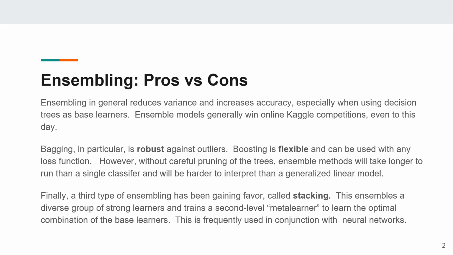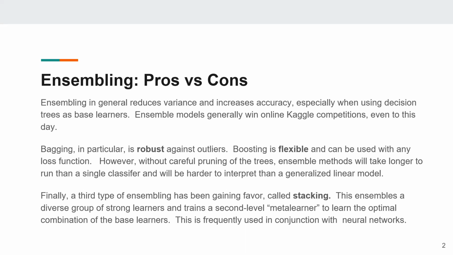Bagging in particular is robust against outliers. Boosting is flexible and can be used with any loss function. So you should pay attention to the difference between those two so that when you actually use those methodologies, you know which one could potentially do better on the specific data sets that you have. However, without careful pruning of the trees, ensemble methods will take longer to run than a single classifier and will be harder to interpret than a generalized linear model. Just because you have hundreds or thousands of decision trees, the conclusion is much harder to explain.